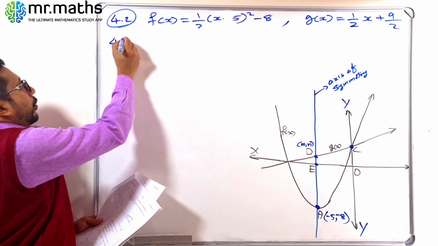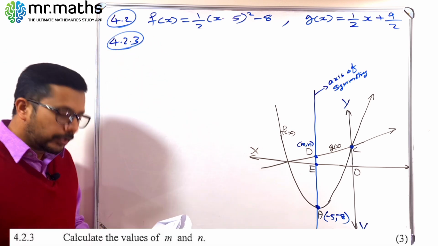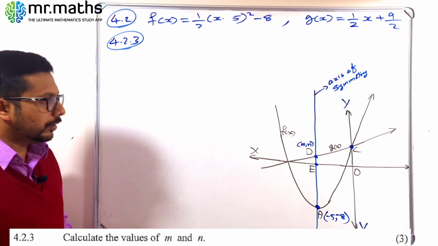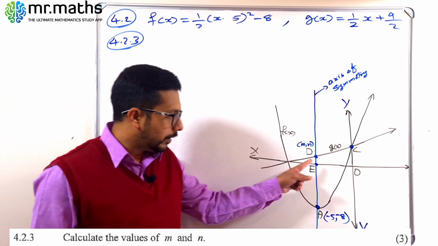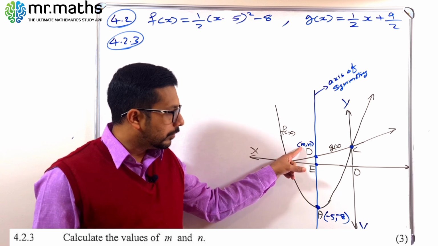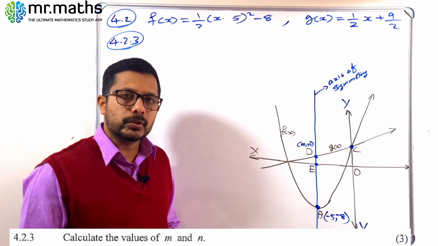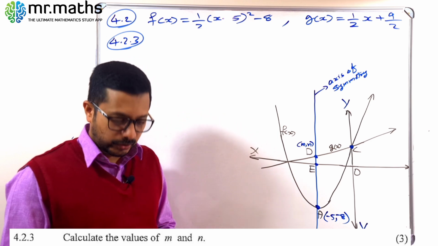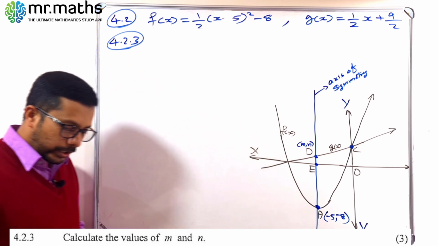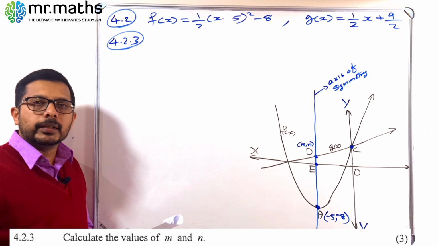Question number 4.2.3. What is that question? Calculate the values of m and n. Where is this m and n? At this point D. The D coordinate is m and n. That means in effect you have to find the coordinates of D. That is the question. Am I right? So how can you find the coordinates of the point D?